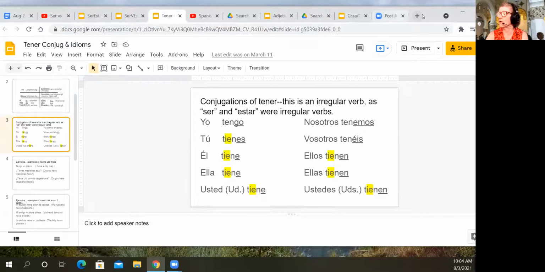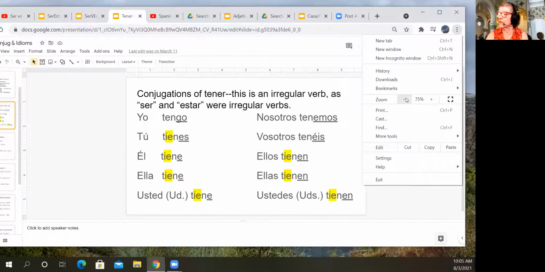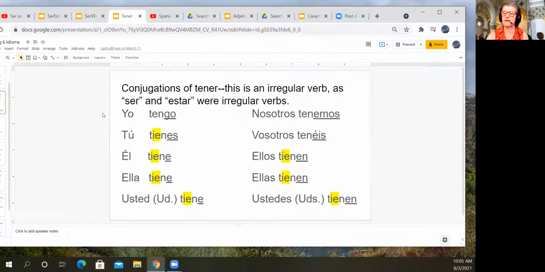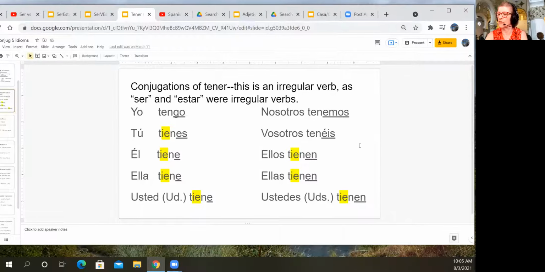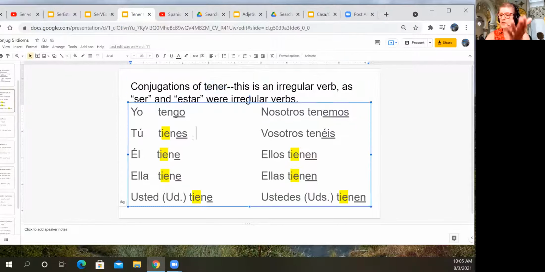Tener has these forms, like ser, like estar. It is a super irregular verb, sadly. Tener, when you look at it, is T-E-N-E-R. And you would think that most of the verb would sound like T-E-N. And it does in the yo form, and it does in the nosotros form, and in the vosotros form too. But in most of these forms, in the form to talk to somebody directly as a friend, the él, ella, usted form, the ellos, ellas, ustedes form, it's not T-E-N, it's T-I-E.